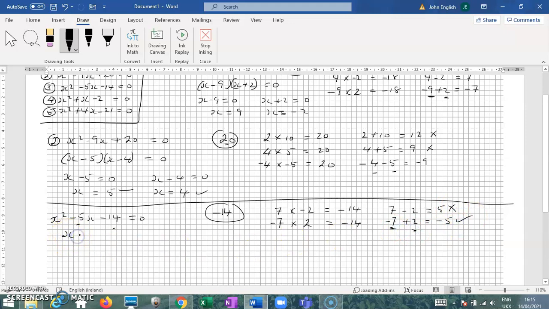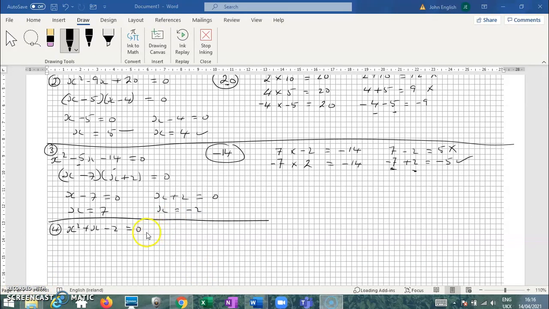In this case, we have x minus 7 bracket x plus 2, both equal to 0. Okay. Then we just separate out into two equations. x minus 7 equals 0 and x plus 2 equals 0. And then you know how to finish it. So x is equal to a positive 7 and x is equal to a minus 2.